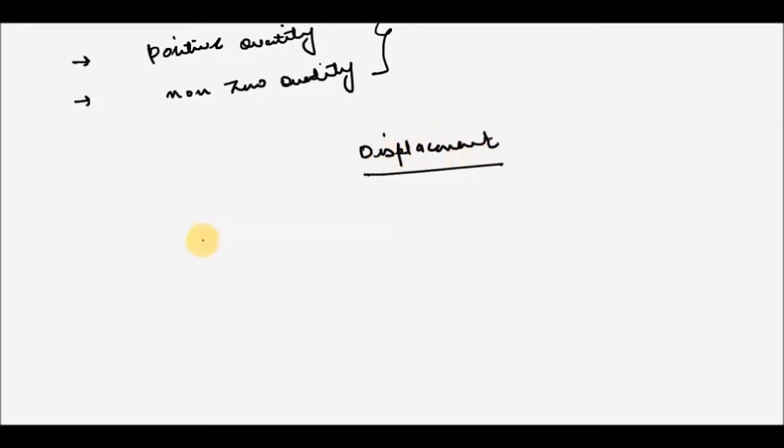So what is displacement? Now I'll define displacement again. Displacement is a straight line between 2 positions.